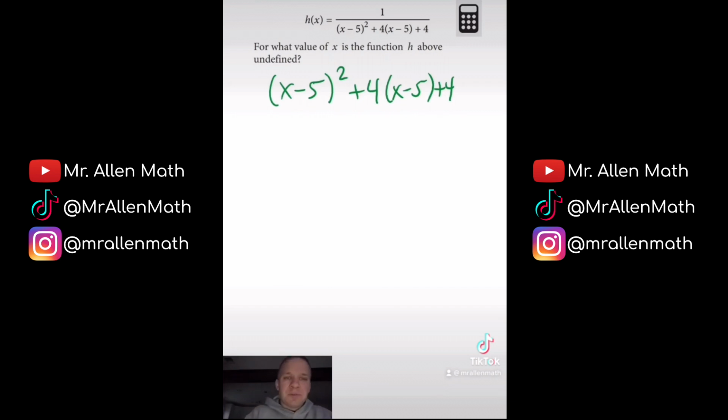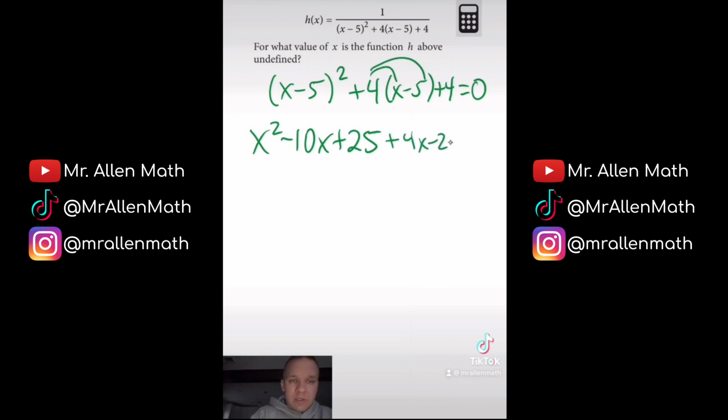So let's take a closer look at that denominator. I want to find out what's going to make it 0, so let's go ahead and set it equal to 0. Now I'm going to FOIL out the x minus 5 times x minus 5, which is going to be x squared minus 10x plus 25. Now I'm going to distribute this, and I'm going to get plus 4x minus 20 plus 4 equals 0 still.